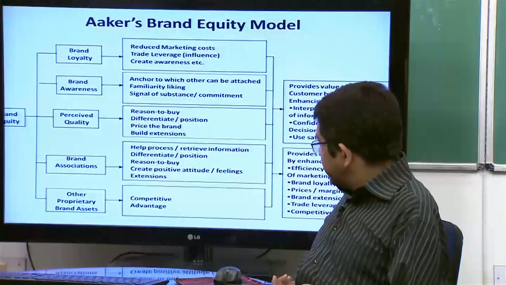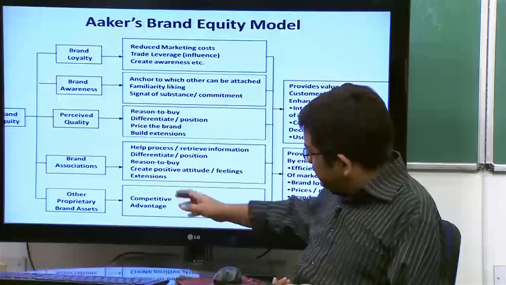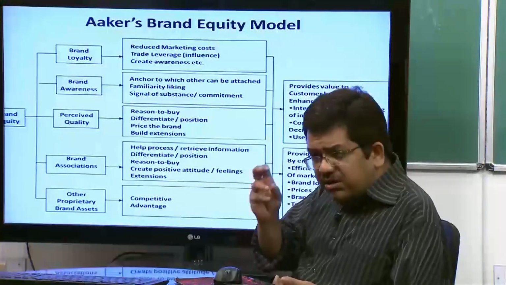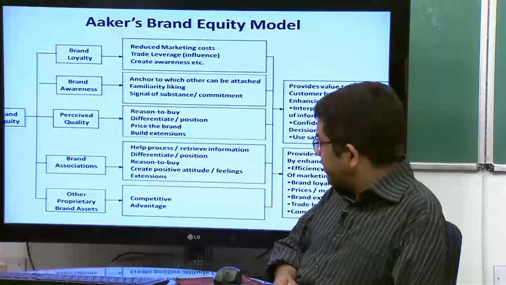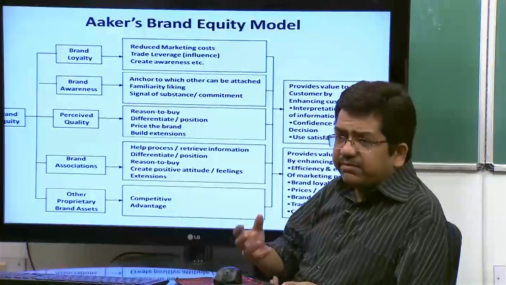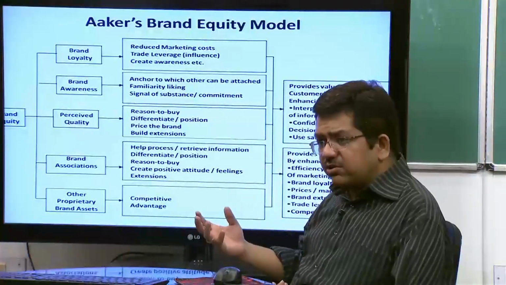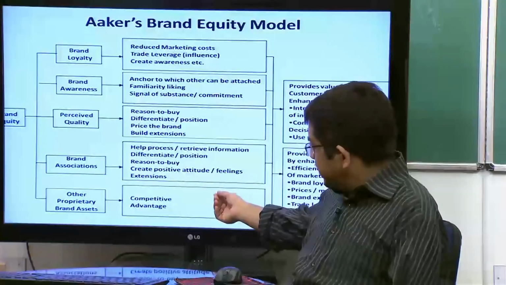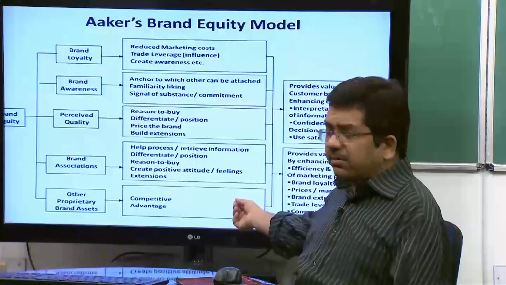Then brand associations we have also talked about. Other proprietary assets are also an important source of brand equity, in the sense that when you have your trademark, your logo and your intellectual property rights with you, these work as a competitive advantage.